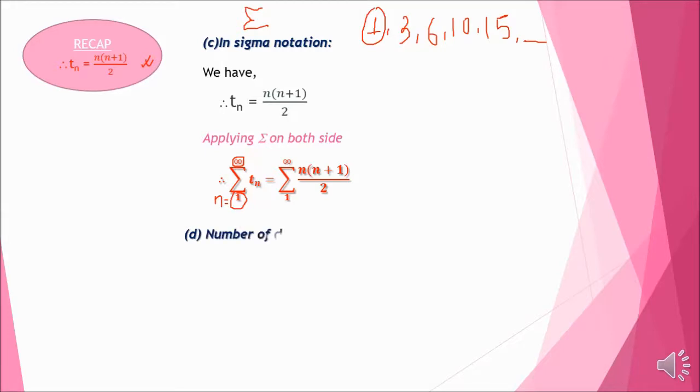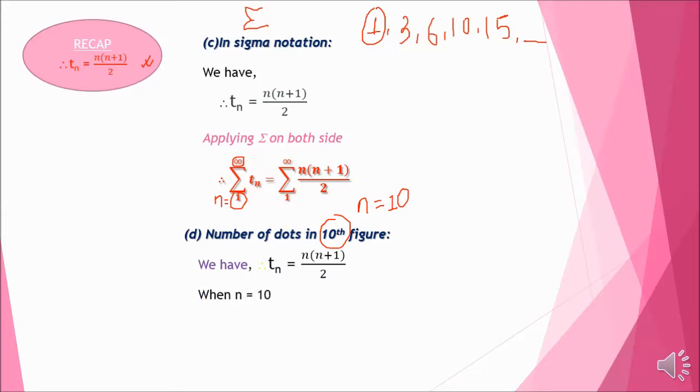D, the number of dots in the 10th figure. Now 10th means our value of n is 10. N is equal to 10. We have to replace n with 10, like in a function. We have Tn, and now n will be replaced by 10. When n is equal to 10, all the n will be replaced by 10.